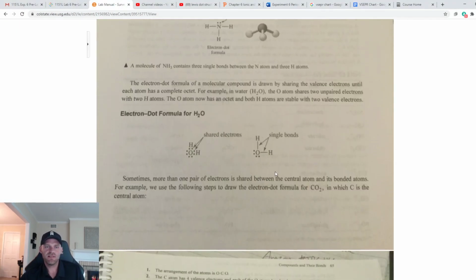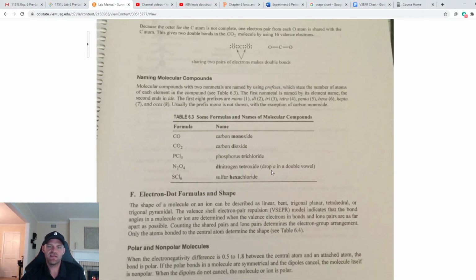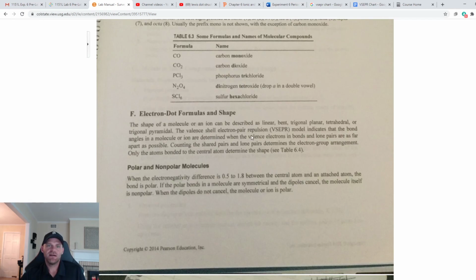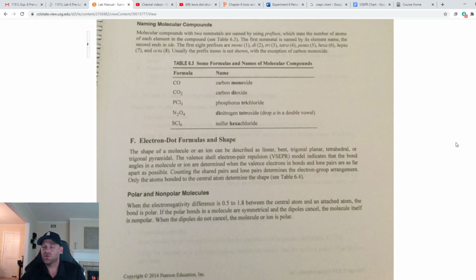Lab manual. Let's see what else we need to touch on. So that's the electron dot formula. Naming compounds.